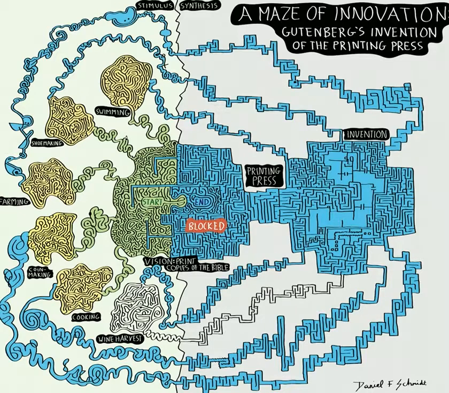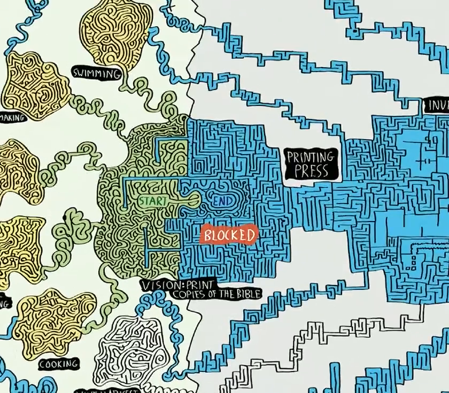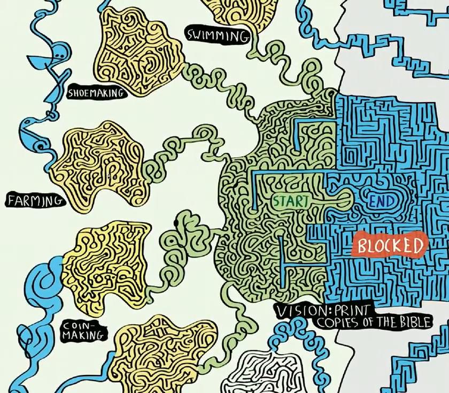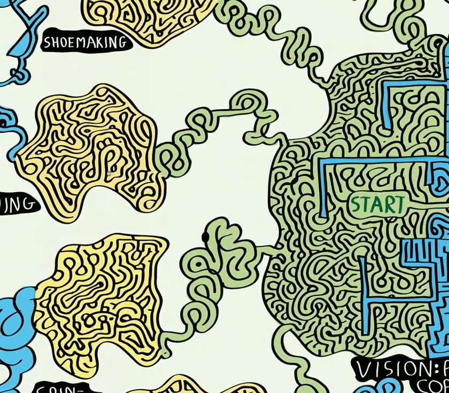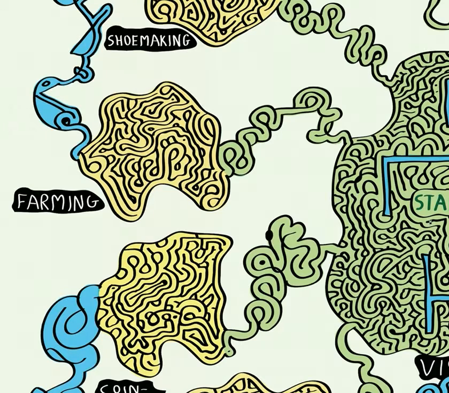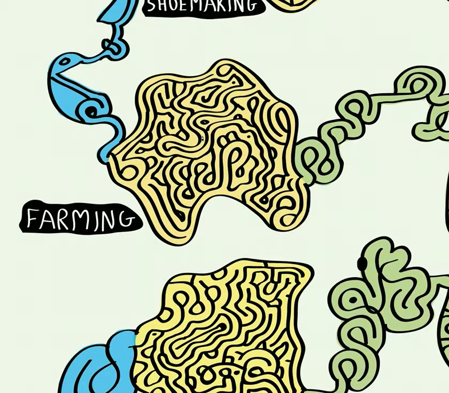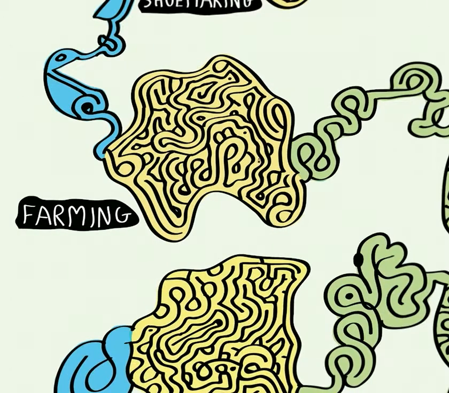So let's say Gutenberg, to become unblocked in his creative puzzle of how can you produce copies of the Bible at scale, looked for inspiration in a domain like farming. So we're going to zoom in on the portion of the map that represents farming. And interestingly, we don't necessarily at this point need to prove that there's a path between start and farming. You can almost allow yourself to get lost in this maze within a maze, and we can just look at, is there a way to even get through this farming sub-maze? And let's see if there is.